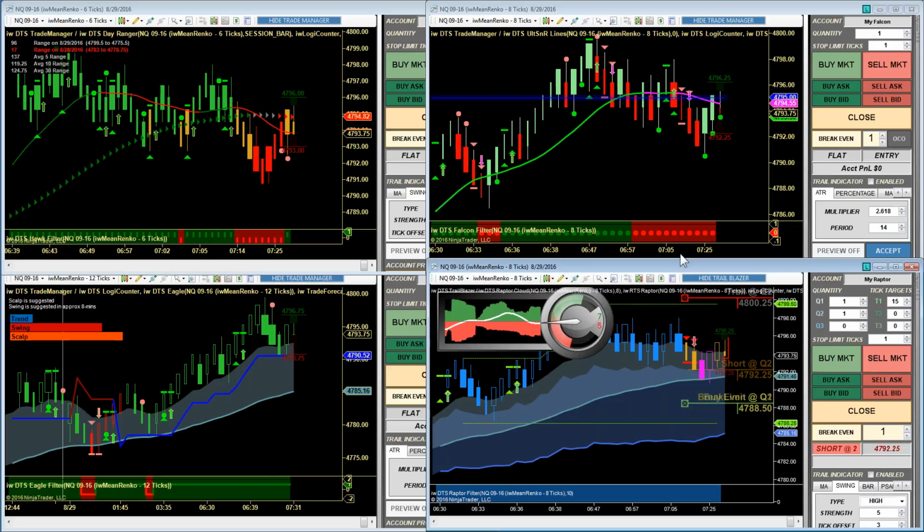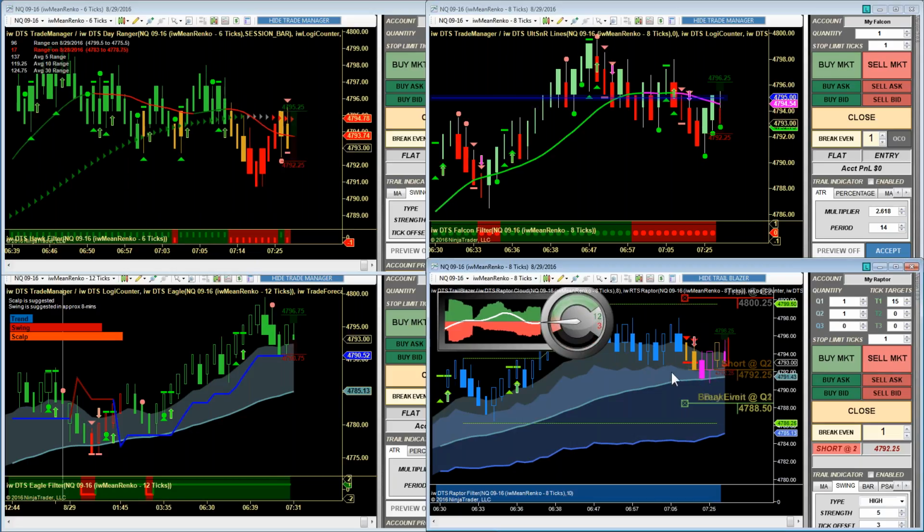Soybeans, they made a little bit of a move higher, but no, not yet. They're just kind of hovering there. Looking for the Raptor here to head a little bit lower.